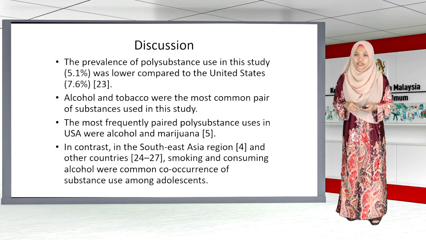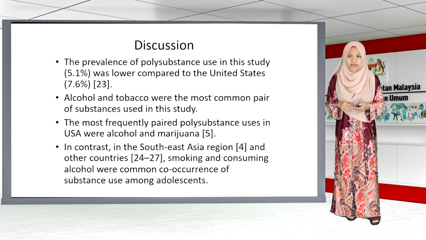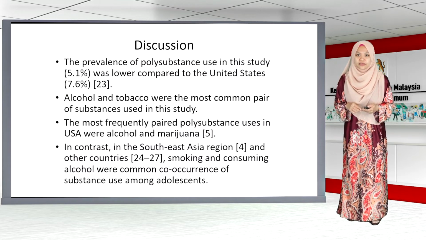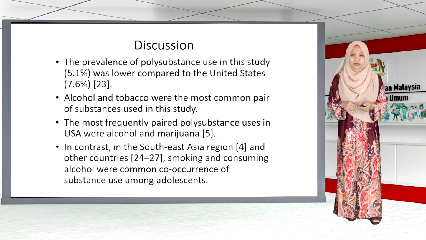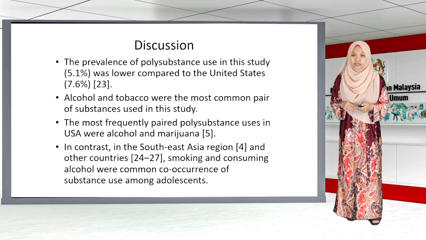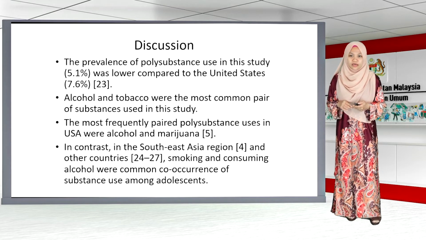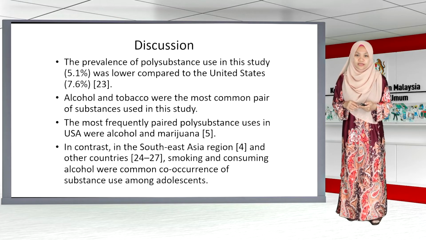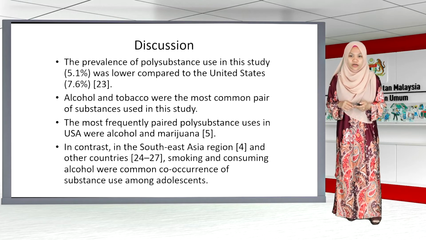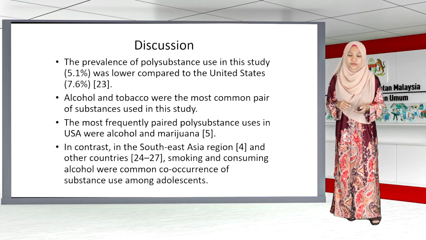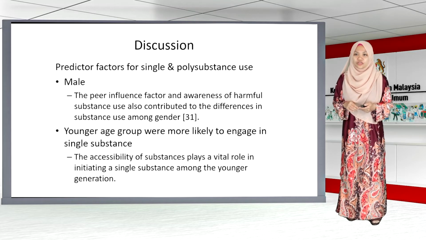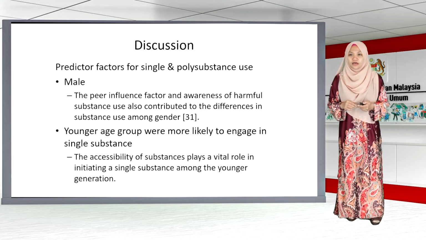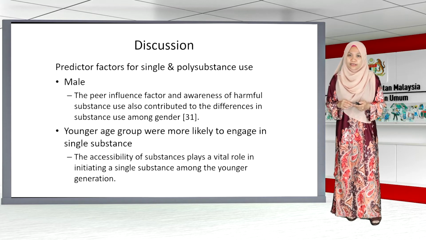For discussion, the prevalence of polysubstance use in this study was 4.1%. This is lower compared to the United States. This study found that alcohol and tobacco were the most common pair for substance use, while in the USA it is alcohol and marijuana. But in Southeast Asia, the combination of smoking and alcohol is the common co-occurrence of substance use among adolescents.